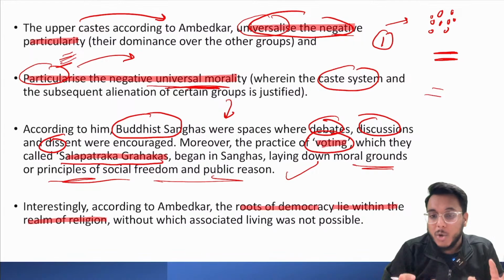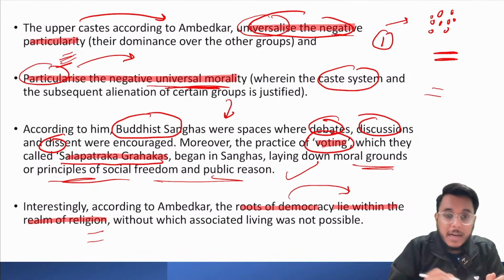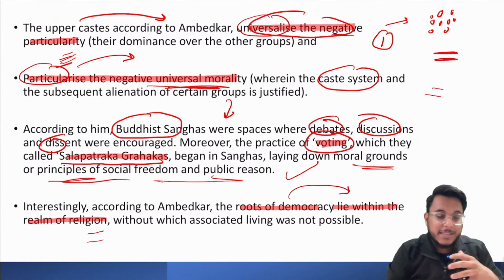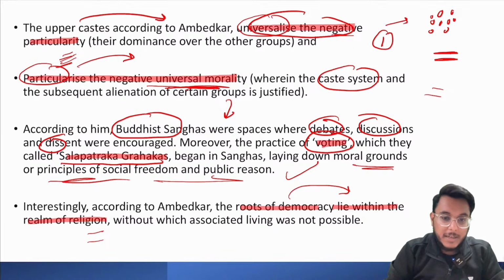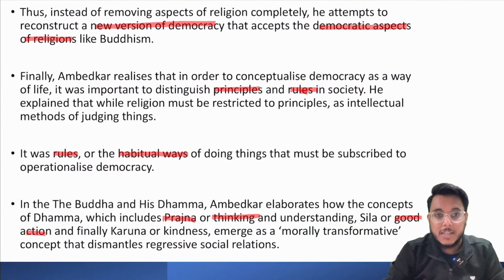Then next, Dr. B.R. Ambedkar provides this particular thing, that the root of democracy lies within the realm of religion, and this is very interesting. He says that the roots of democracy lie within the realm of religion, without which associated living is not possible. Now let's understand this particular idea.